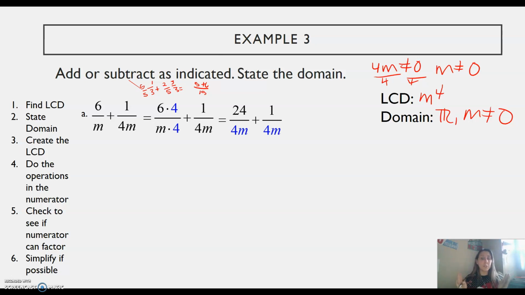So then I do that. 6 times 4 is 24 over 4m plus 1 over 4m. Now I can do the operations of the numerator all over my LCD. So then I'm going to do 24 plus 1. Notice that the sign in between the two fractions moves up with it when it goes like this. So we have 24 plus 1, which is 25 over 4m, which doesn't simplify any further. That is my final answer.